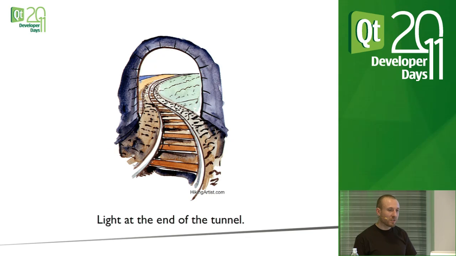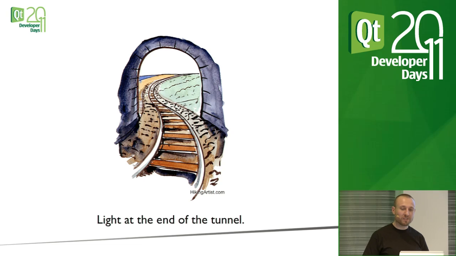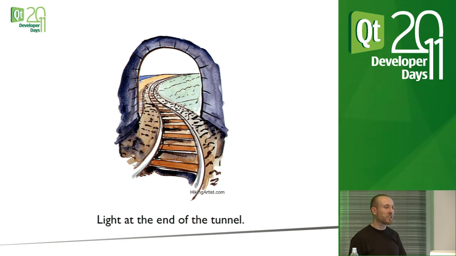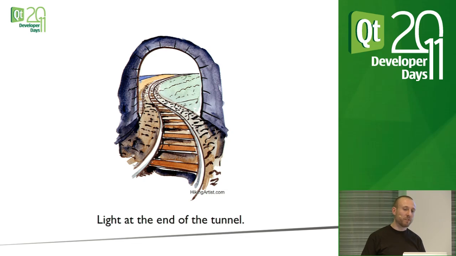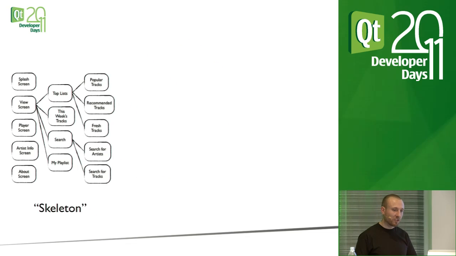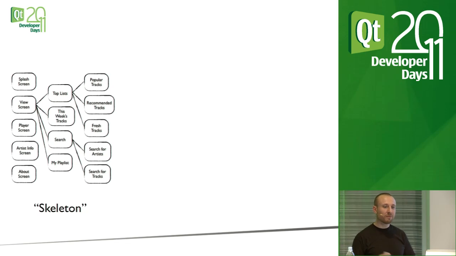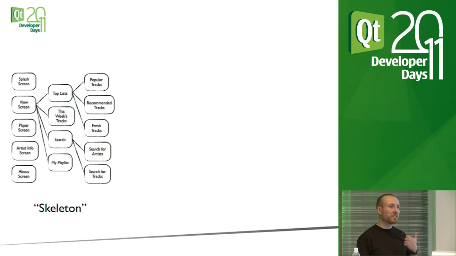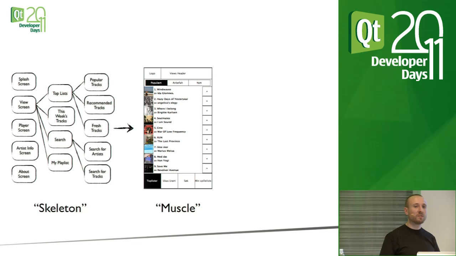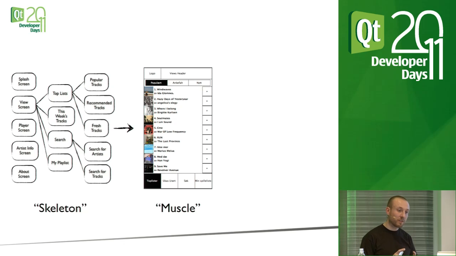Shall we move on? All right. So now we actually have some light at the end of the tunnel here, because now we have a very, very solid structure that we can start building our application on top of. So just to summarize a bit, the core message that I want you to remember is the skeleton, where we build up the state machine. We connect the state machine to QML through QML states. That's where the muscle comes in.